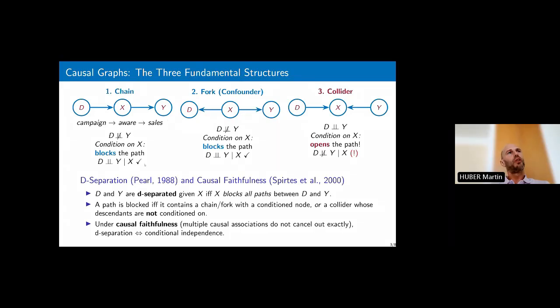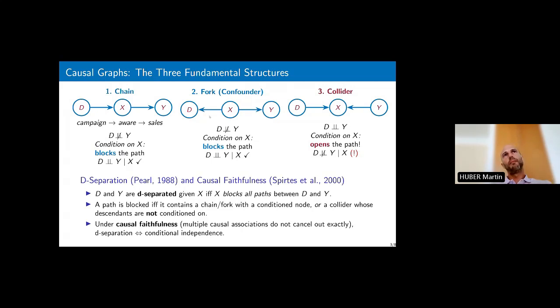So among people who have the same level of awareness, there is no longer any association of being exposed to the campaign or not with the sales, because the effect entirely runs through the awareness, right? So that means actually the awareness blocks any causal effect of campaign on sales, right? So in terms of statistical independence notation, it means that originally there is an association between campaign and sales. But if we only take people with the same level in X, in awareness, there is no association anymore, and this inverted T means here there is no statistical association.